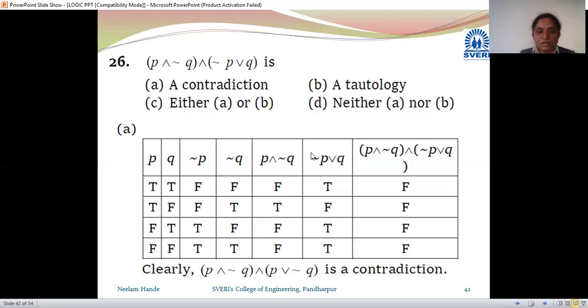Then for these two, there is and in between. If it is and in between, then only true, true is true, all other false. So there is no true, true, so all are false. So your last column is false. All false means the given statement is a contradiction. Correct answer will be option A.